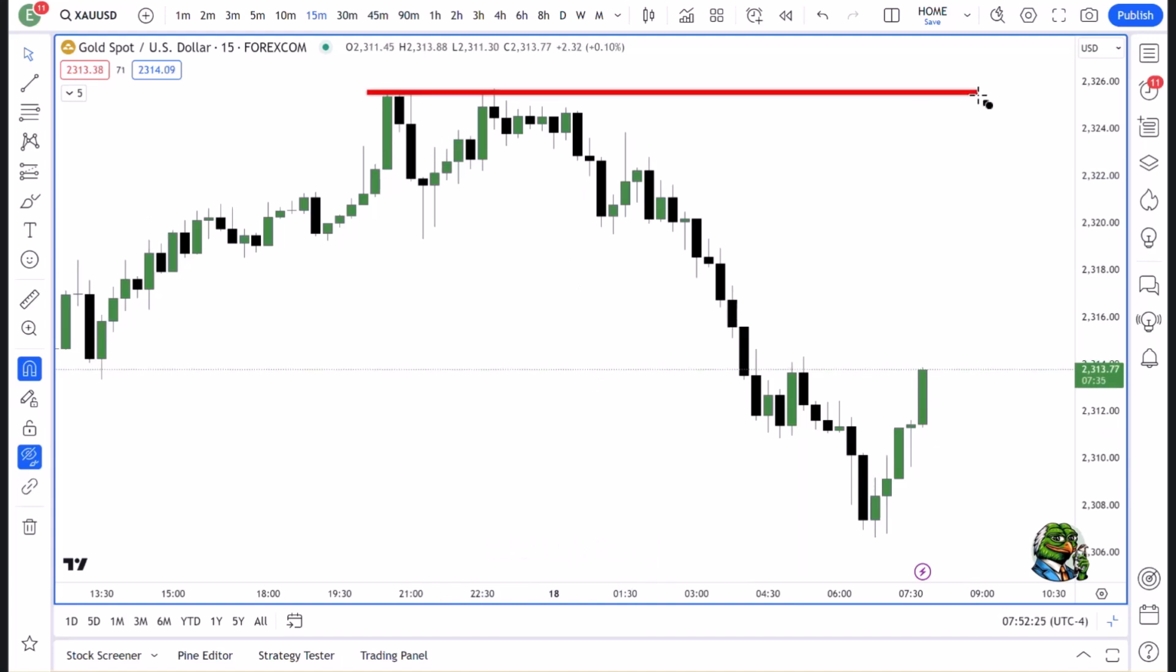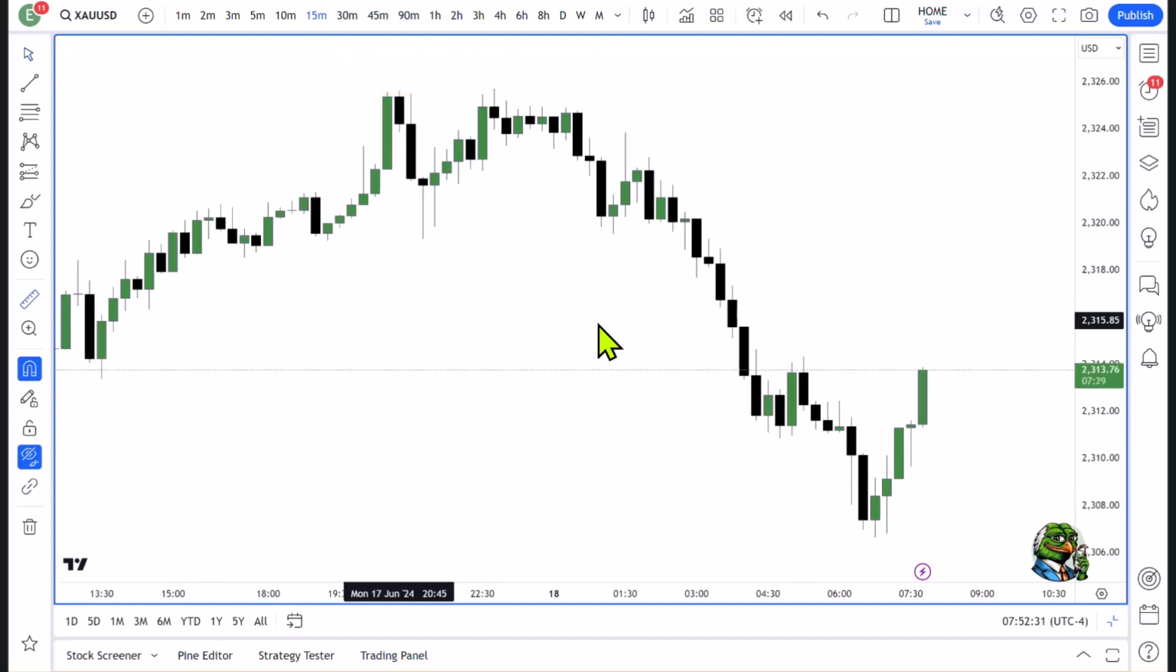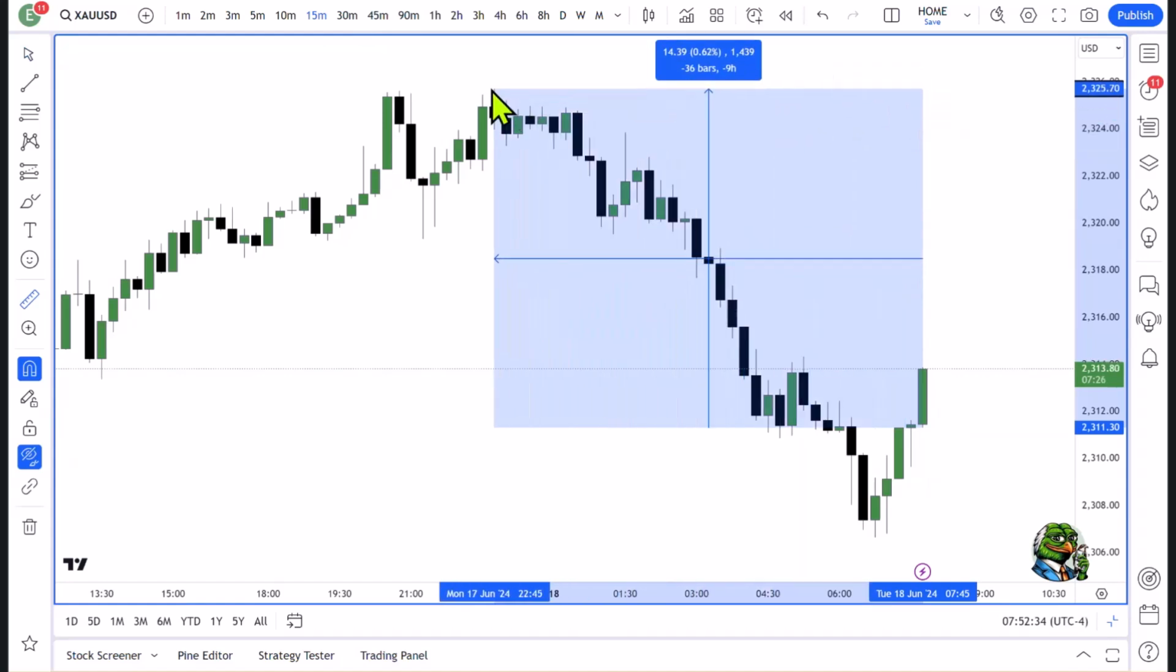We have very clear equal highs up here, very clear equal highs to target at 2326. If we measure in terms of the distance, entry was here, that's around 140 pips. So a decent move to those highs, and that's essentially the high of Asia. That's the high of Asia. I think we'll go through there.